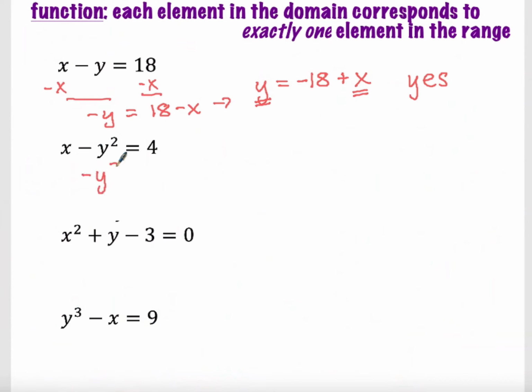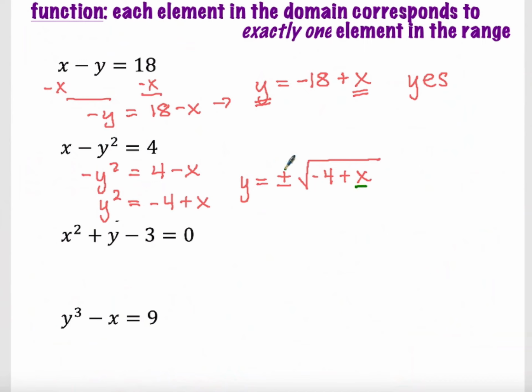Watch what happens on the next one. If I subtract the x, I divide by the -1, and then I take a square root. Remember, when you square root both sides, you need the plus or minus. And now here's the deal. When I plug in an x value, I'm automatically going to get 2 outputs, right? The positive and the negative output.